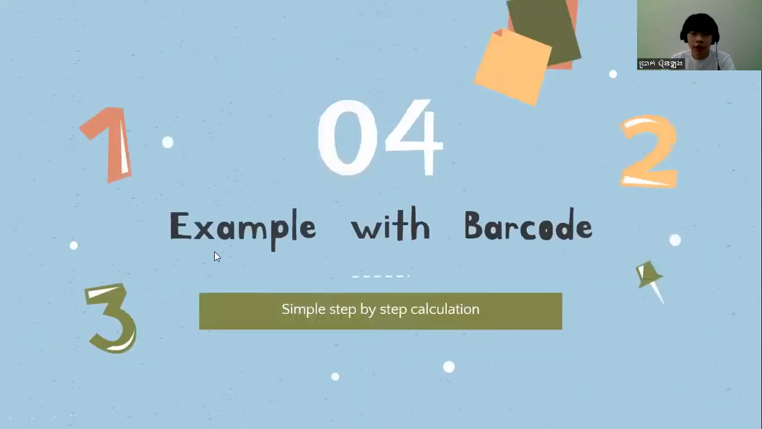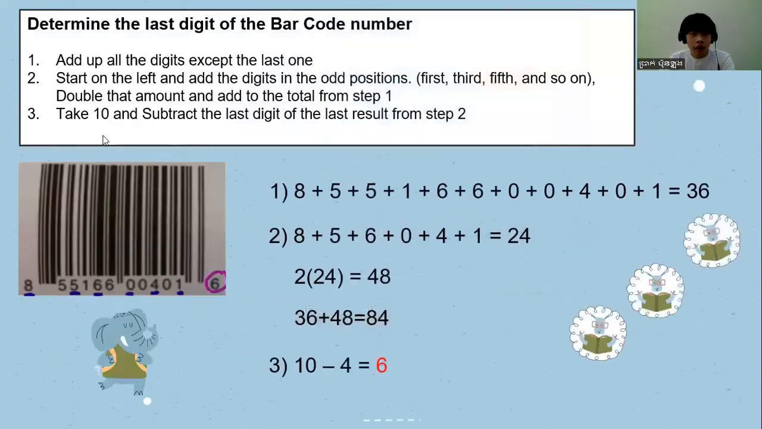The next example is an example with the barcode. Determine the last digit of the barcode number. We can do it by, first, adding up all the digits except the last one. It is 8585516600401, except the last digit, and we get the result of 36.